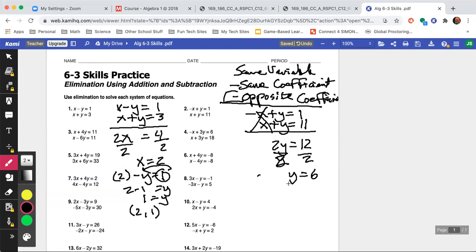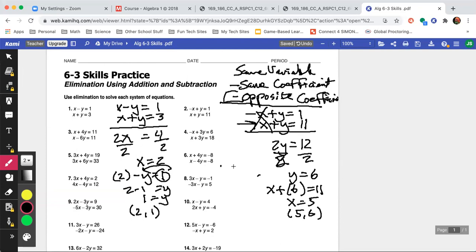Now if I know y is equal to 6, let's put it in the second equation. x plus 6 equals 11. I put it in this one right here, okay? So x plus 6, that means x would have to equal 5. And so you're talking the point (5, 6).